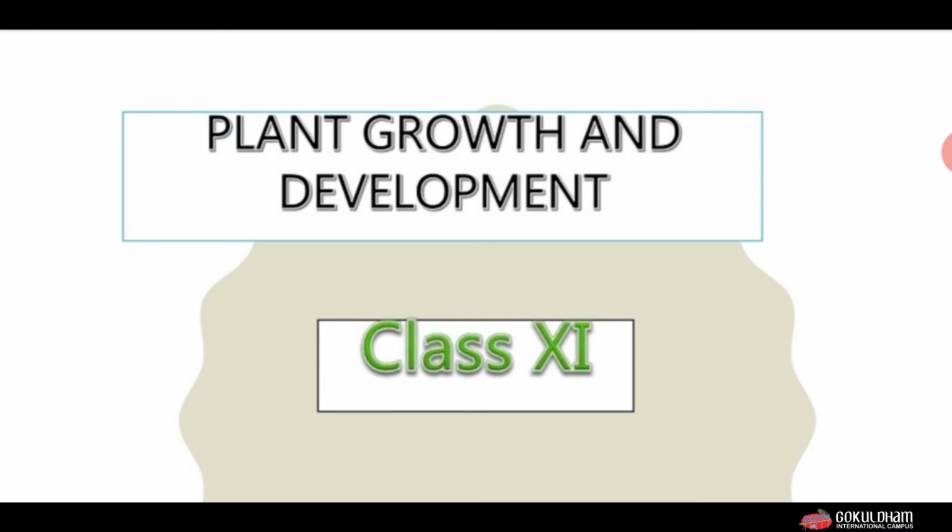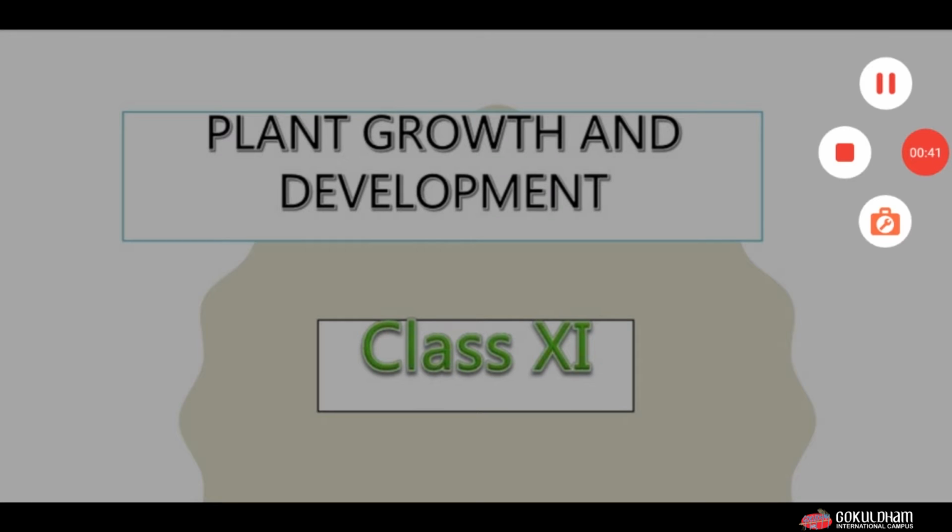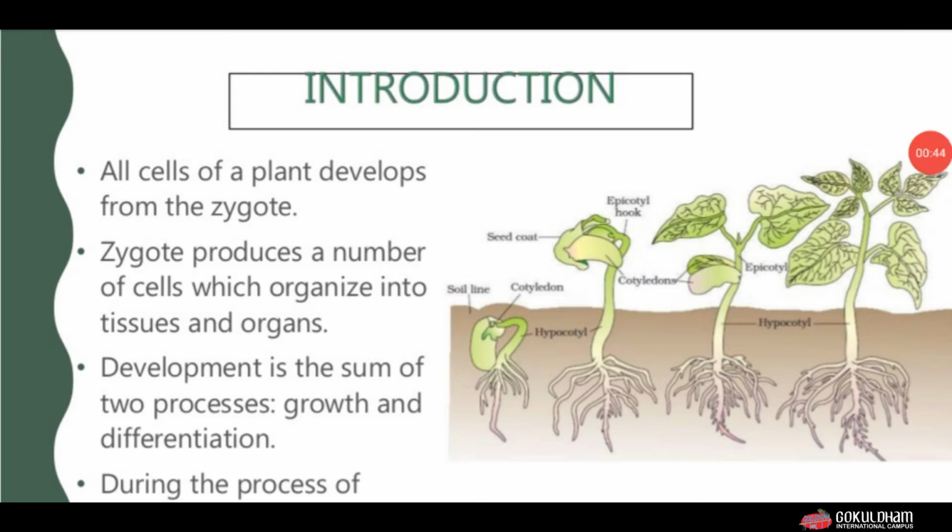First of all, we will discuss growth. First is introduction. All cells of the plant develop from the zygote. We all know that all the organisms and all the plant cells that we see are developed from the zygote, and the zygote produces a number of cells which organize into tissues and organs. The zygote divides and redivides and produces a number of cells which later organize into tissues and organs.